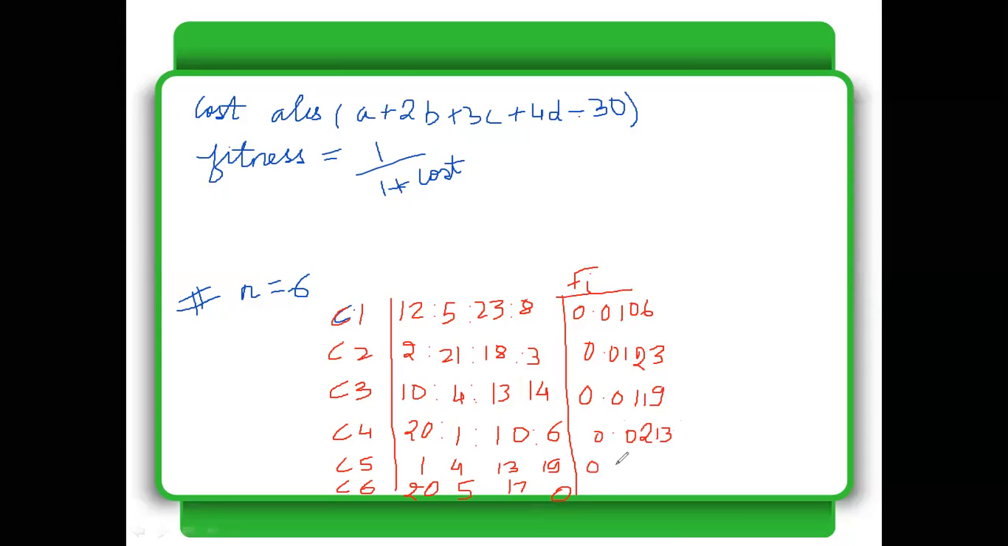Then 0.105. And finally this comes out to be 0.0179. So normally fitness is always taken to be in the increasing order. Higher the fitness value, better fit is the solution. So that is why we have taken it opposite. Okay. So then we find the sum of the fitness values of all, which comes out to be 0.0845.